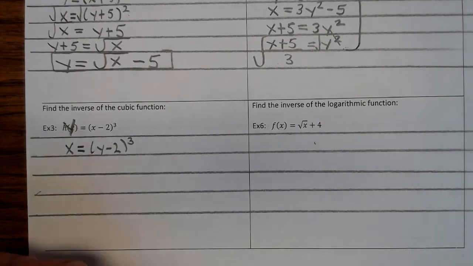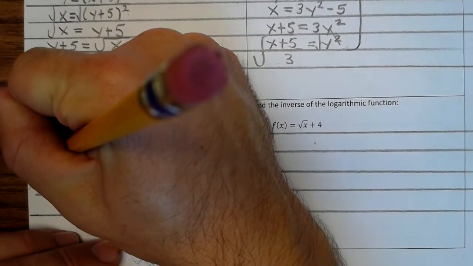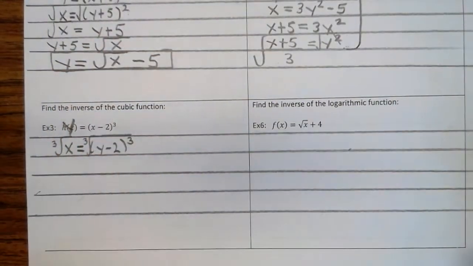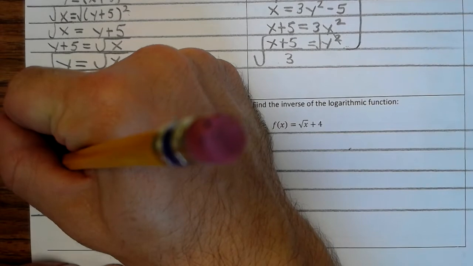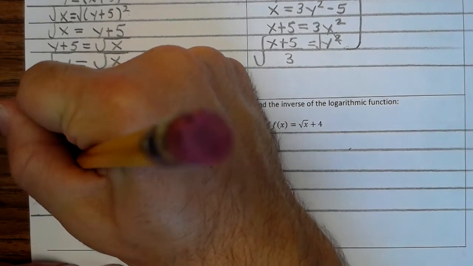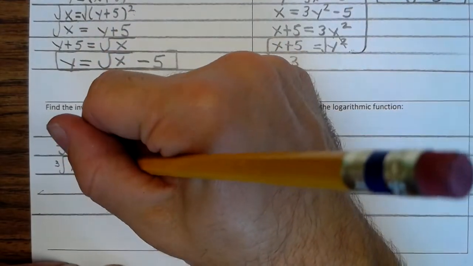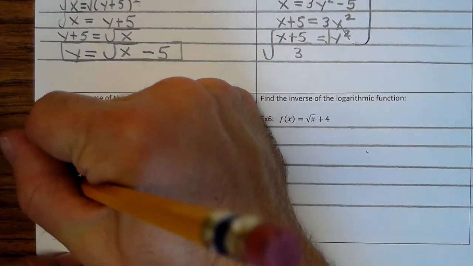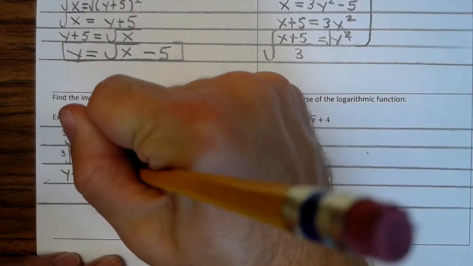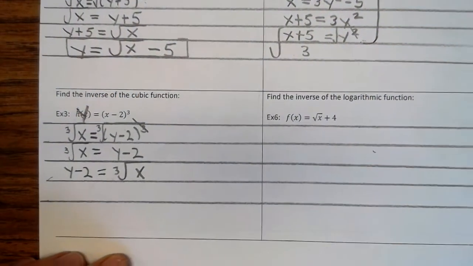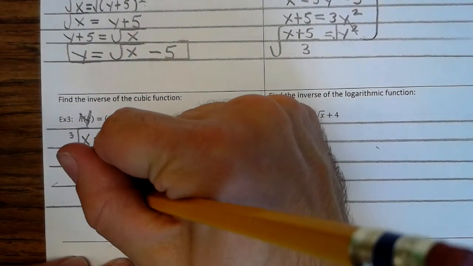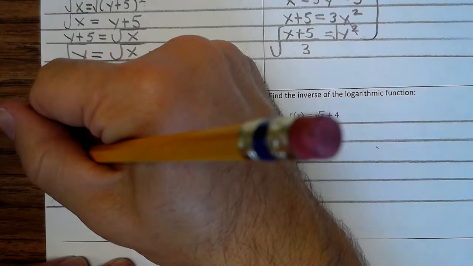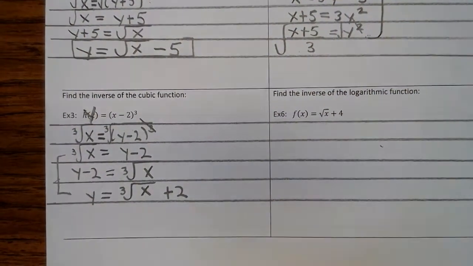So the first thing we need to do is cube root both sides. Then you have the cube root of x equals, this becomes to the power of 1, so y minus 2. And then add 2 to both sides. Before I do that again, I'm just going to rewrite so the y is on the left. So now add 2 to both sides. y equals the cube root of x plus 2. You could technically go from here to here in one step if you wanted to. You don't actually have to write that step.